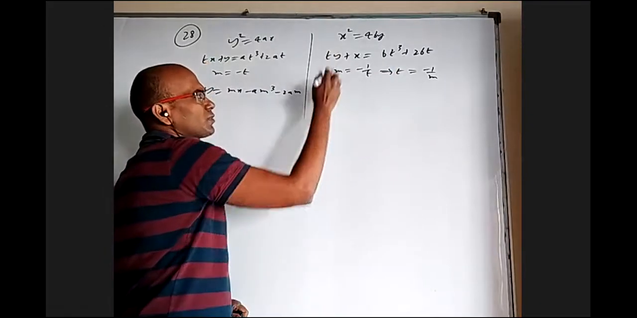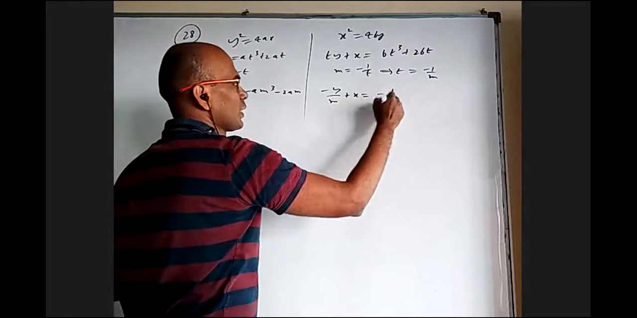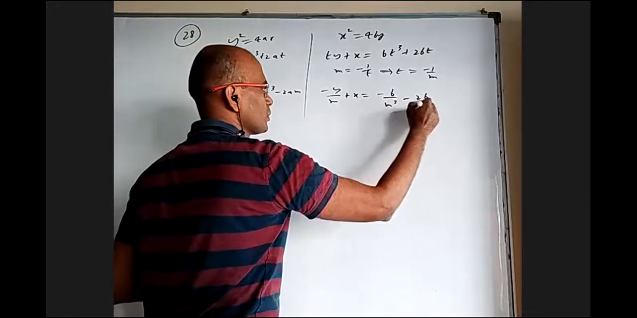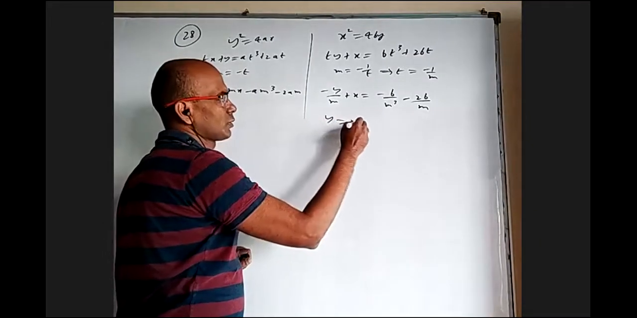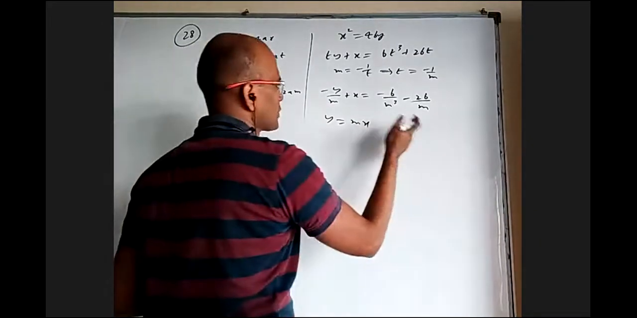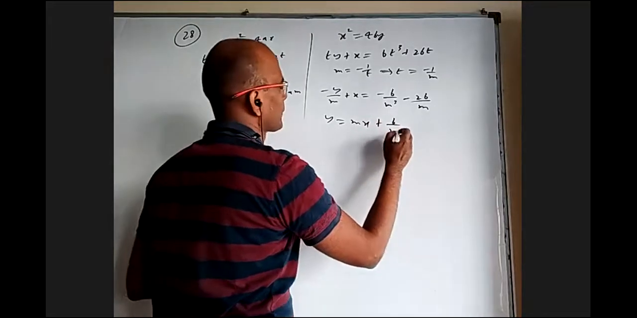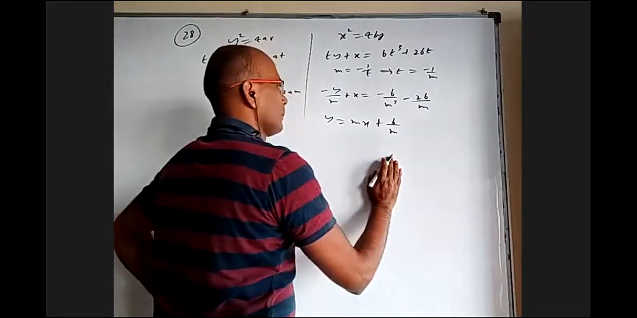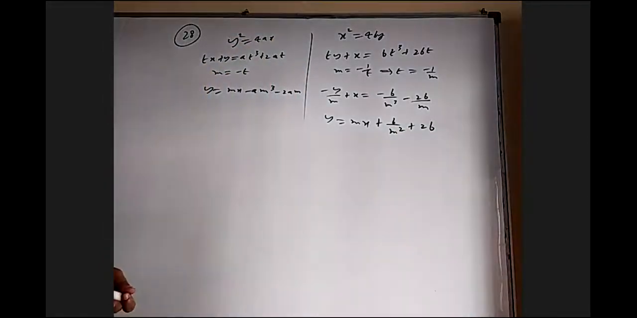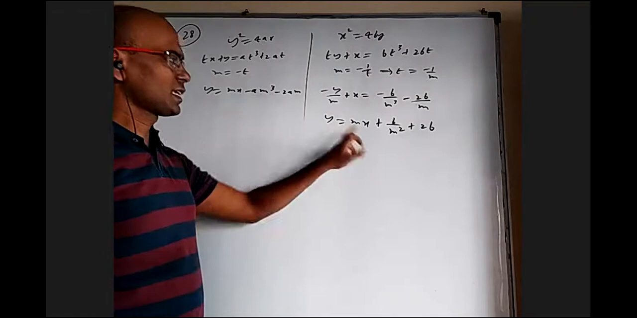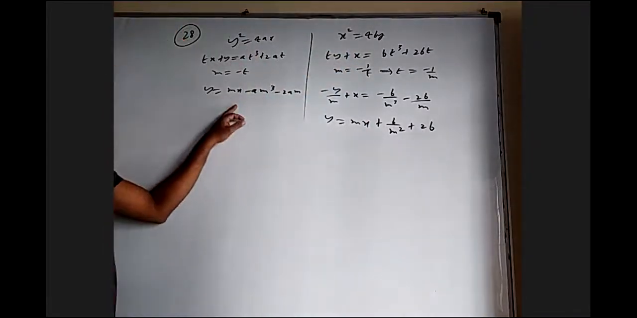So when you substitute minus 1 by m here, you get minus y by m plus x equal to minus b by m cube minus 2b by m. If I multiply by m, you get y equal to mx. This will come this side, this will come this side, plus b by m square plus 2b. This is the general normal to this parabola. This is the general normal to this parabola.